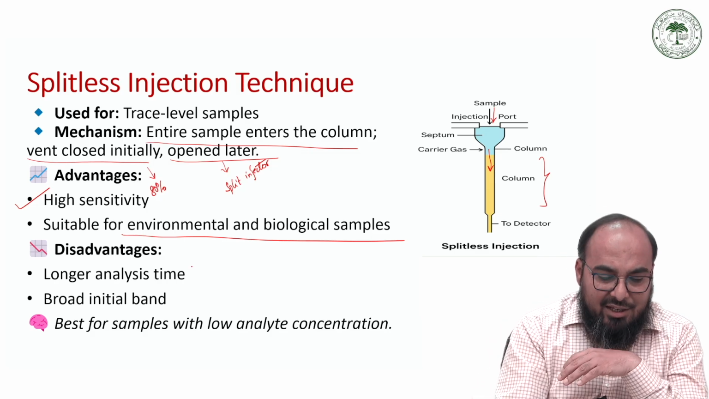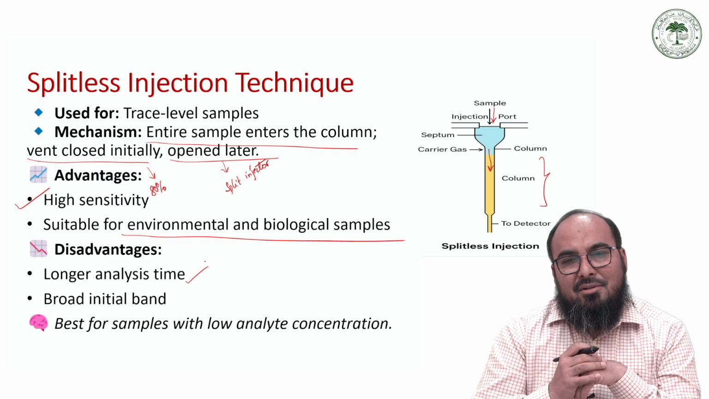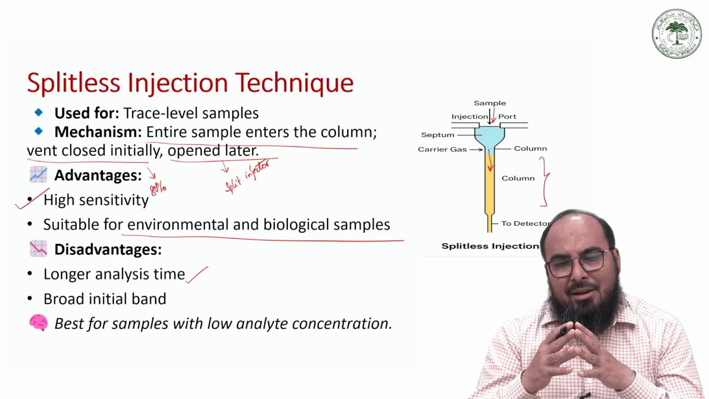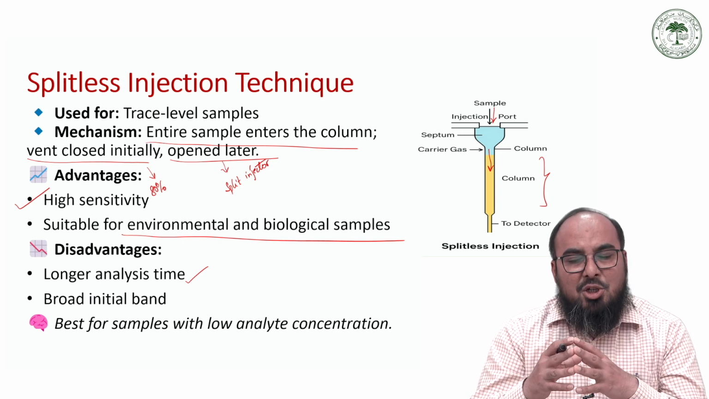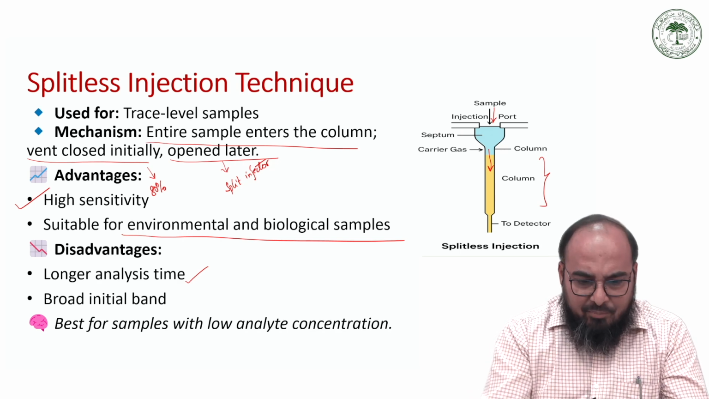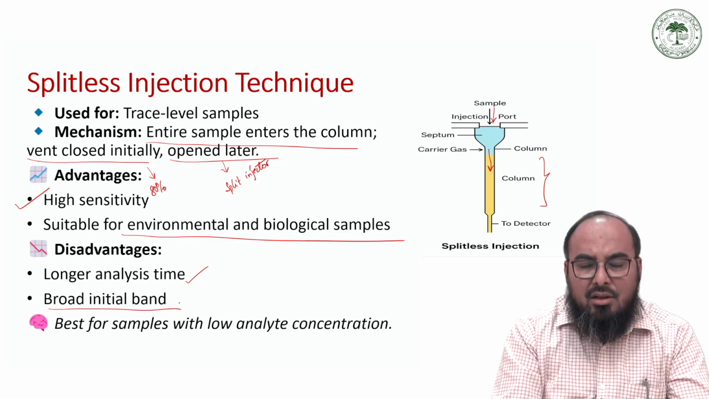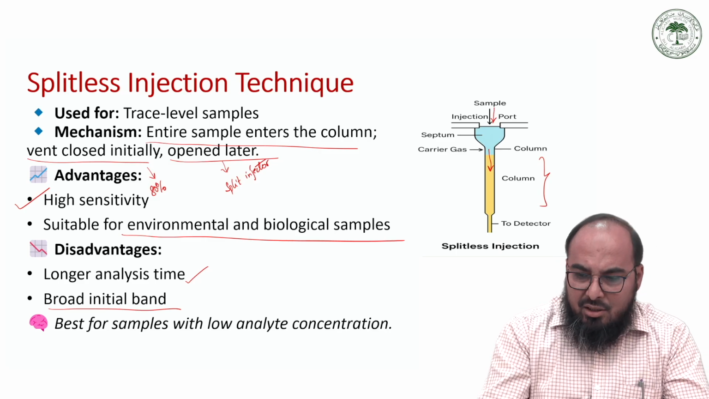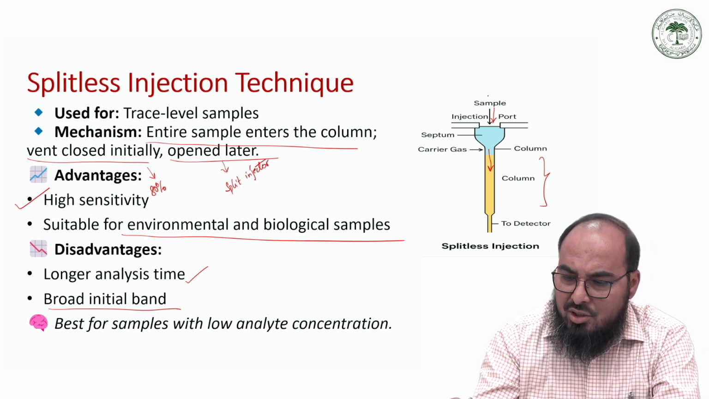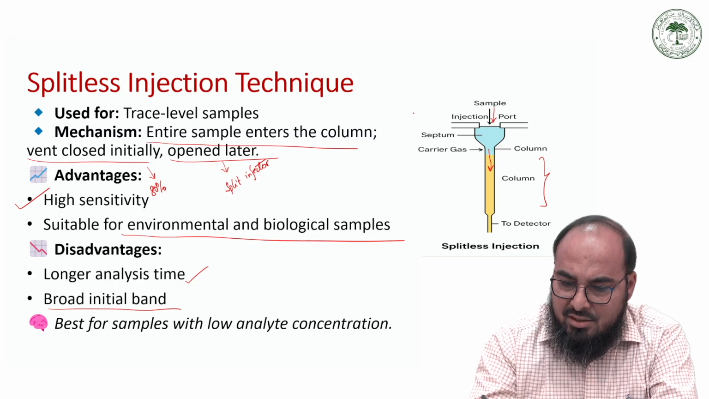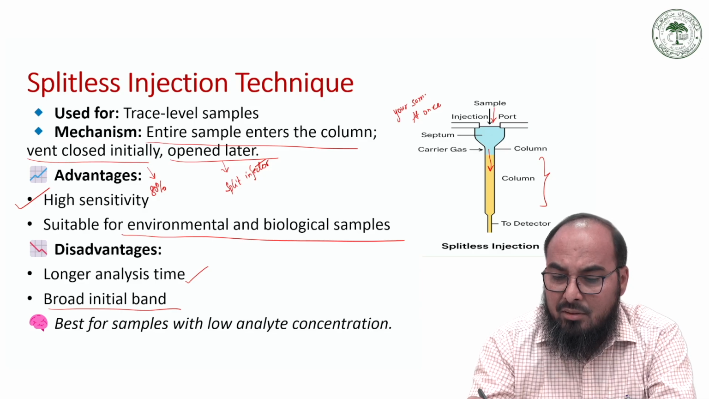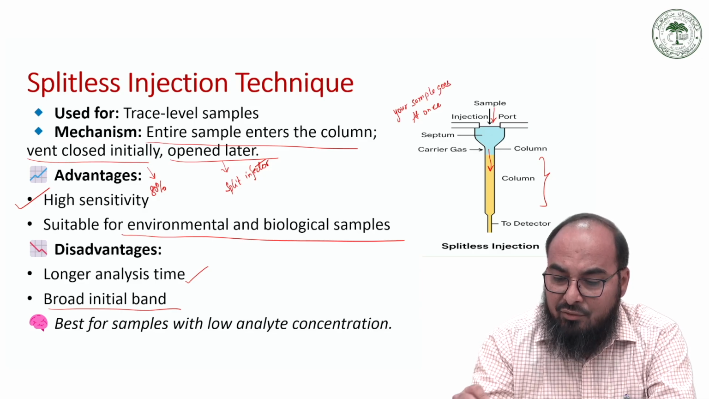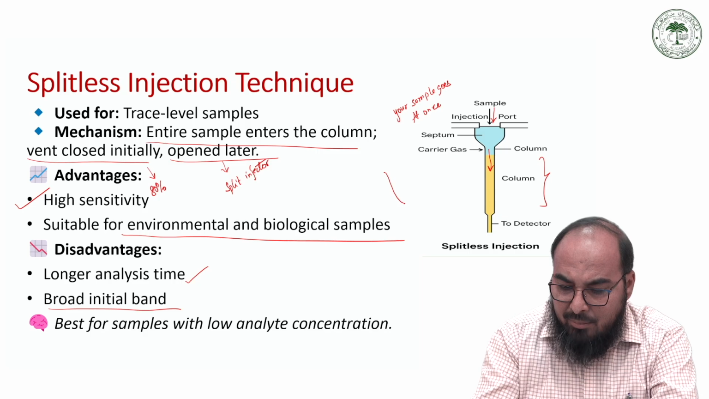That is, it gives you longer analysis times. You have to run your sample for a long time; it sometimes takes hours. And again, it gives a broad initial band, because initially your whole sample goes in at once, and because of this, a broad band is obtained.